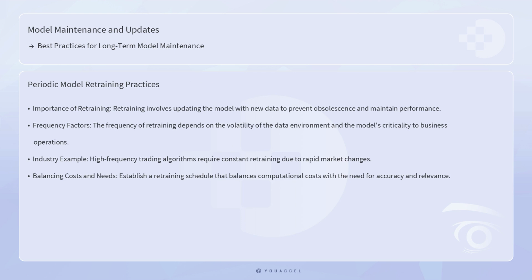Another essential practice is the periodic retraining of models. Retraining involves updating the model with new data to prevent obsolescence and maintain performance. The frequency of retraining depends on the volatility of the data environment and the model's criticality to business operations. High-frequency trading algorithms, for example, require constant retraining due to the rapid changes in market conditions. Conversely, models in more stable environments may require less frequent updates. The key is to establish a retraining schedule that balances computational costs with the need for accuracy and relevance.